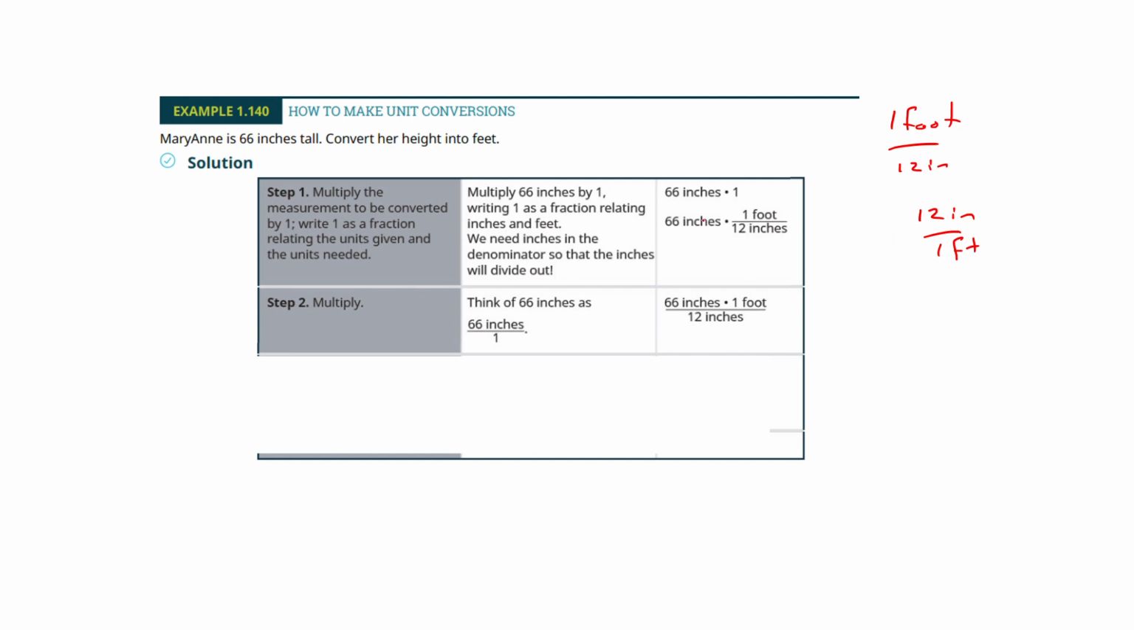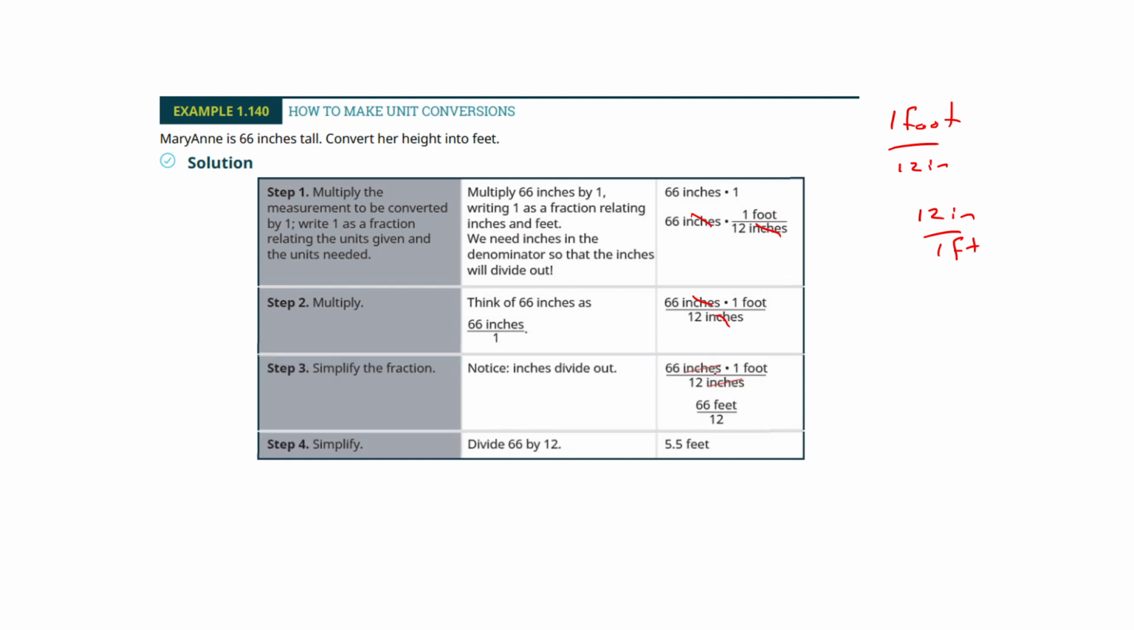Well, what you want is to have the units cancel diagonally. Now, we saw this when we were working on fractions, that you can cancel factors that are diagonal when you're multiplying. You can do the same with the words, with the units. So the inches will cancel, and we're left with 66 over 12 across the top. But the inches are gone. So I've got 66 times 1 over 12. Now the only unit that is left is feet. So I have 66 feet over 12. We could simplify that down.